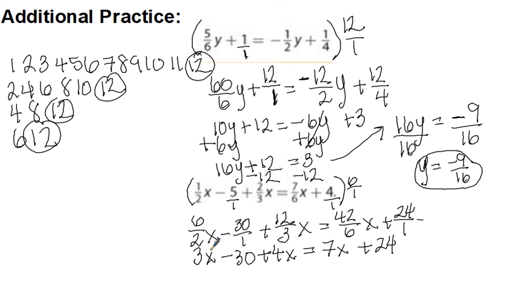So the first thing I'm going to do this time is see how I have a 3x here and a 4x here, and they're on the same side of my equal sign. I'm just going to put these together. This is a positive, and this is a positive. I'm just going to put them together. So 3x plus 4x would get me 7x minus 30 equals 7x plus 24.